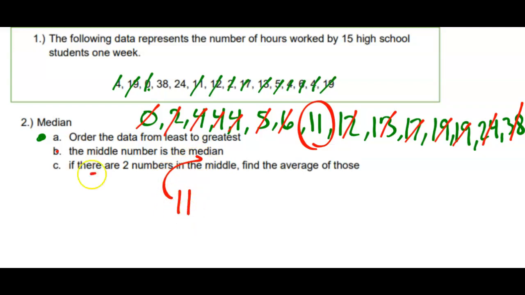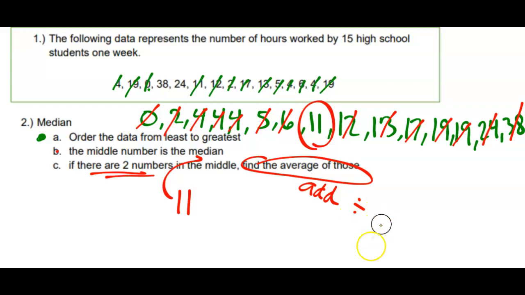Now, what happens if there's 2 numbers in the middle? You're going to find the average of them. You're going to add them up, and you're going to divide by 2. Okay? Because you're going to find the average, and you have 2 numbers. Okay, so I can't do this process unless I put them in least to greatest. I have to always do that. Now, that's median.